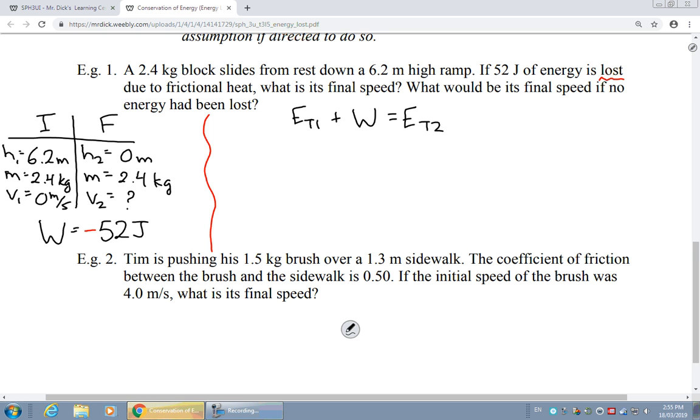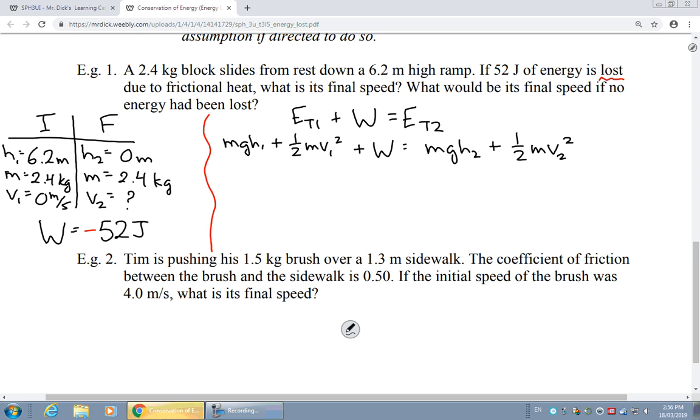I can replace those then with some specific formulas to represent them. So that would be like mgh1 plus 1/2 mv1 squared. So I'm just jumping right into the gravitational and kinetic energy formulas, which is okay in this case. But then remember, I still have some additional work value that we'll plug in later on, and then I have my final values after. So mgh2 plus 1/2 mv2 squared.